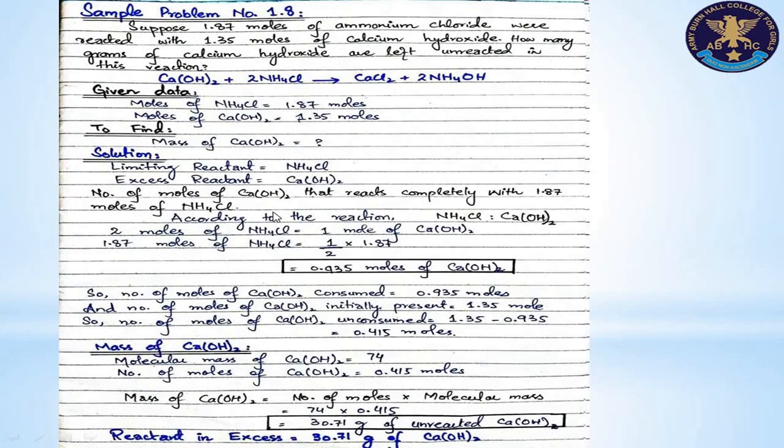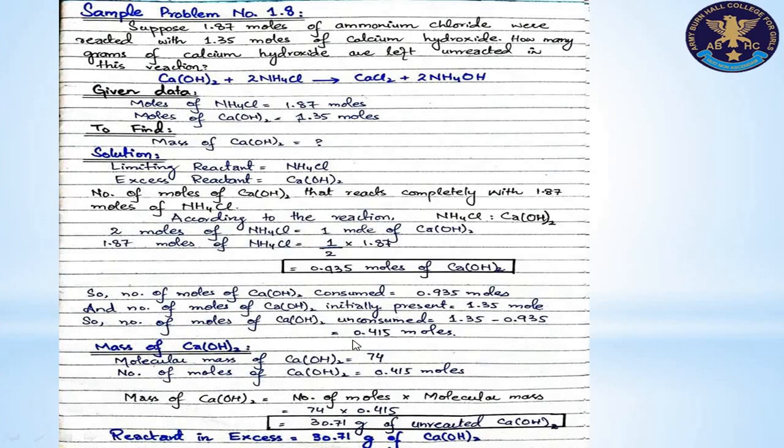So how can we calculate the number of moles of calcium hydroxide left unreacted? Initially we have 1.35 moles of calcium hydroxide. Simply subtract the consumed calcium hydroxide moles from the initially present number of moles. That is 1.35 minus 0.935, which gives us 0.415 moles of calcium hydroxide, which remains unreacted during this reaction.